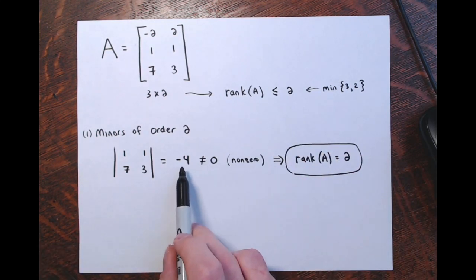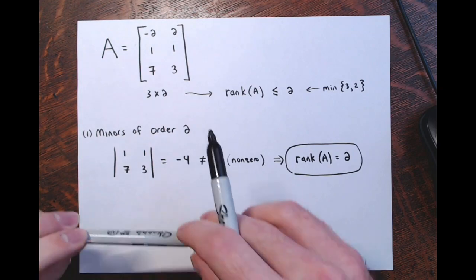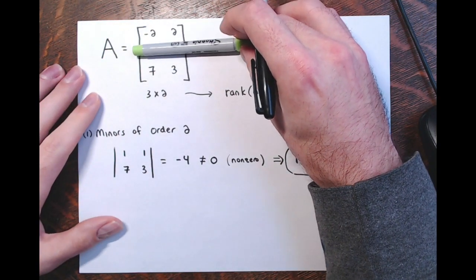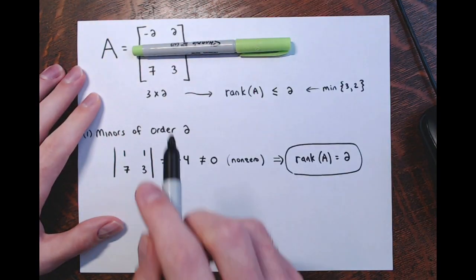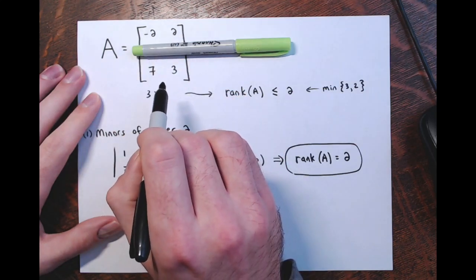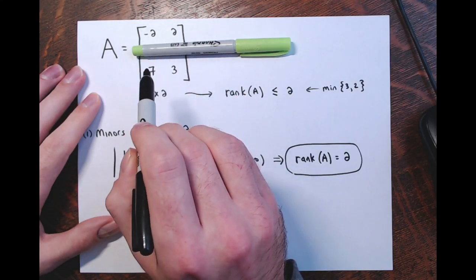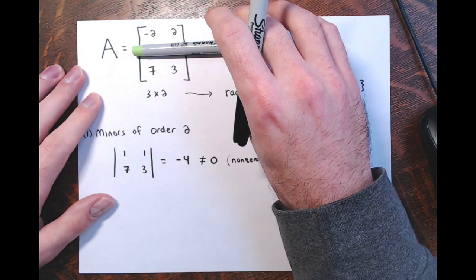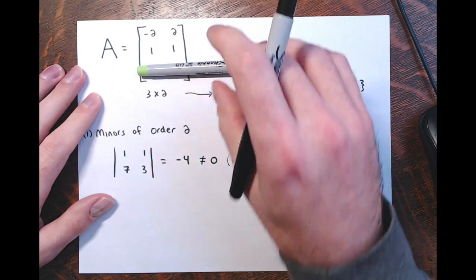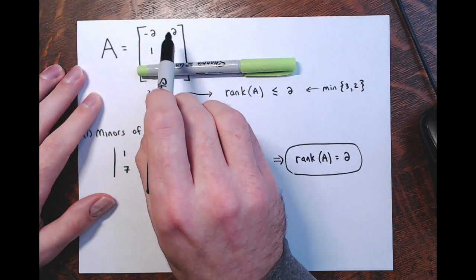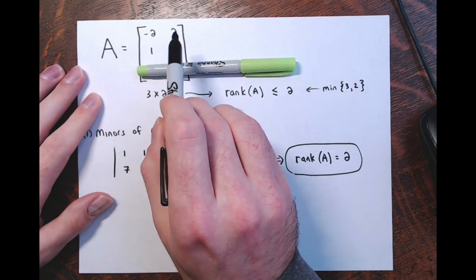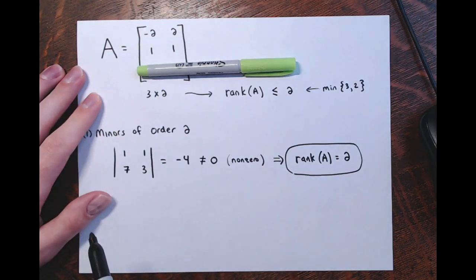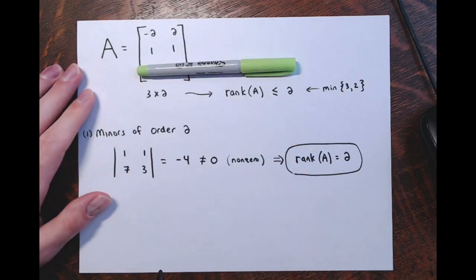Now, if this ended up being 0, then I would look at some other submatrices. There's another 2 by 2 submatrix, but its determinant would also be non-zero. So again, you'd see that the rank was 2. But if that didn't work, I'd get rid of the third row, and you get another 2 by 2 submatrix. Its determinant would be -4 as well, non-zero. So we're seeing here that the rank is 2.